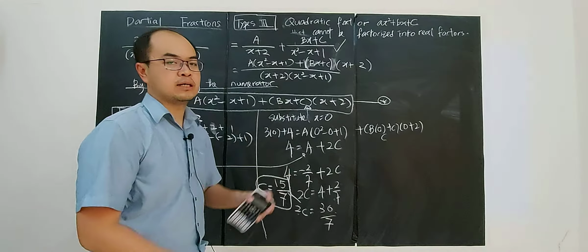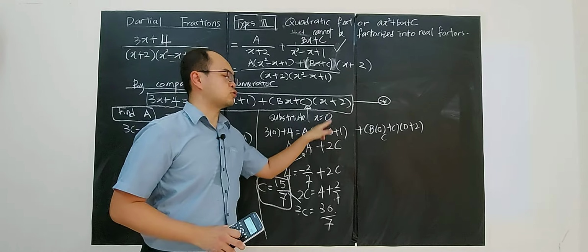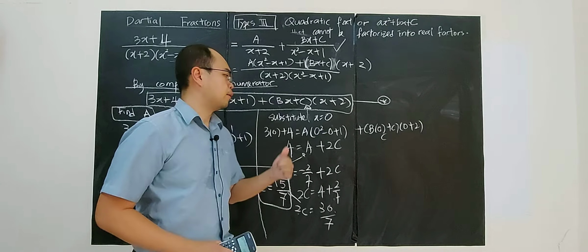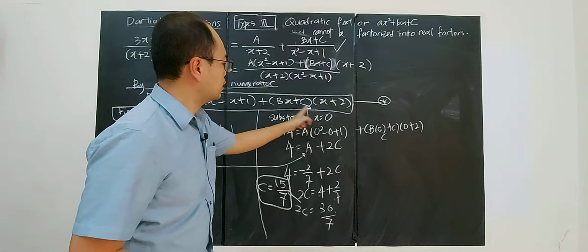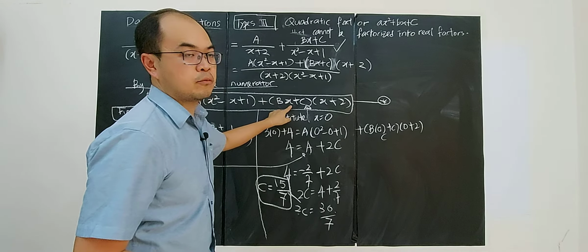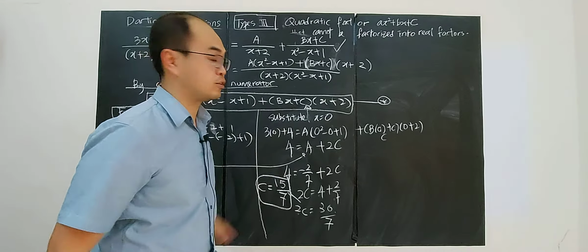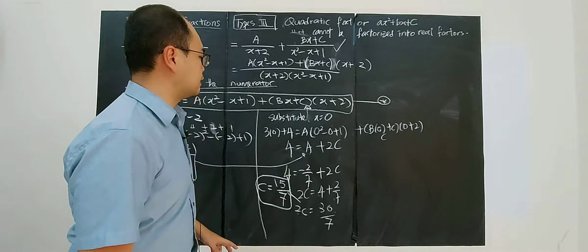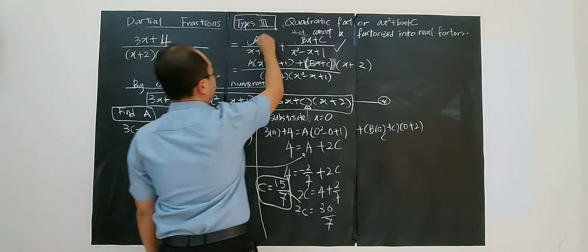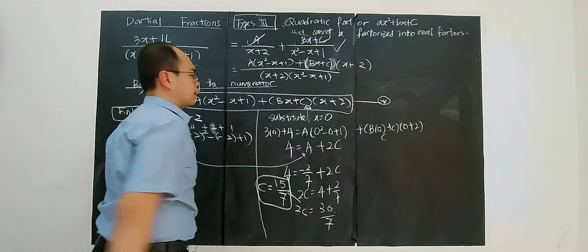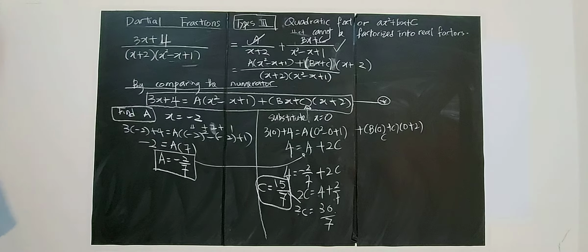By substituting 0. Student said, sir, can I choose x equals to 1? Yes, okay. But if you choose 1 here, the b will not be eliminated, right? So I choose 0. Okay, I try first. I choose 0. So later, I have done for a, for c, but the b. So now, I don't substitute. I'm using comparing the coefficient.